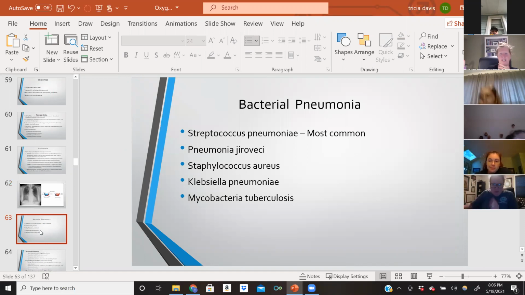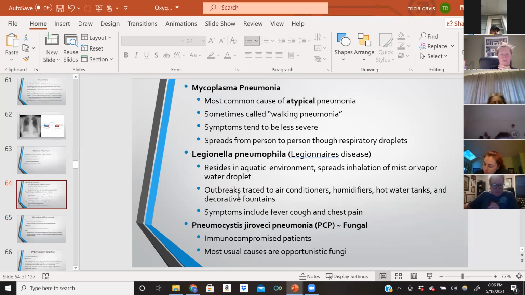So bacterial pneumonia is caused by Streptococcus pneumoniae. That's the most common. There's also Staphylococcus aureus, Klebsiella, and Mycobacterium tuberculosis. They can all cause bacterial pneumonia. So mycoplasma pneumonia, which is walking pneumonia, is the most common cause of atypical pneumonia. Those symptoms are going to be less severe, but it is going to spread from person to person through respiratory drops. We have Legionella, which is also called Legionnaire's disease.